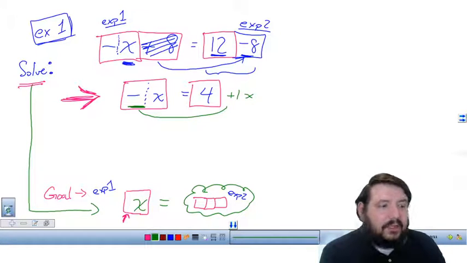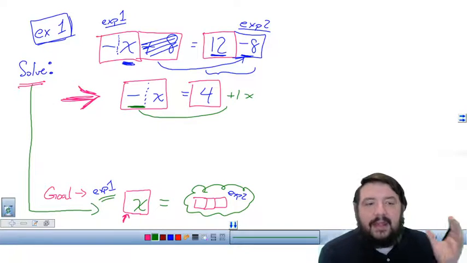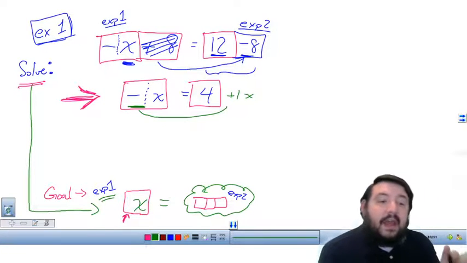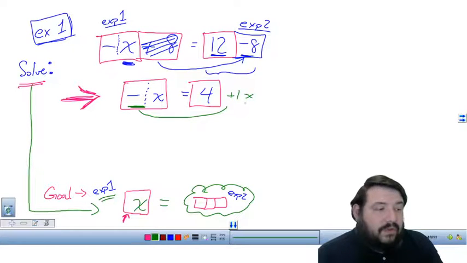You know why? Because in your goal, you said you wanted the x to be in expression number 1. So why would you make extra work by moving it to expression number 2? That's the reason you can't do it. Technically, you could hypothetically do it, but if you do, you need to also move the x, and that's not helping you reach your goal. So you see what I'm saying?